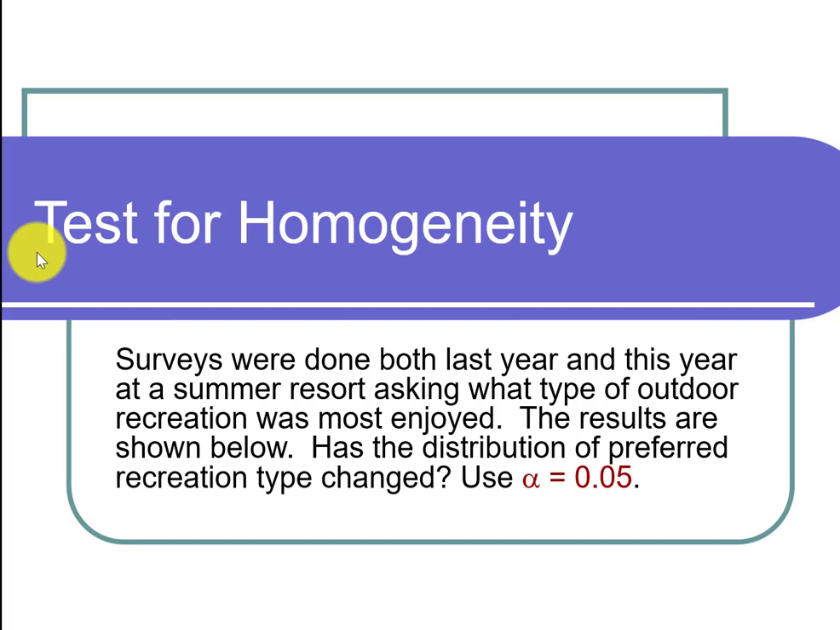This is a video on a chi-squared test for homogeneity. The question states, surveys were done both last year and this year at a summer resort asking what type of outdoor recreation was most enjoyed. The results are shown below. Has the distribution of preferred recreation type changed? Use alpha equals 0.05.